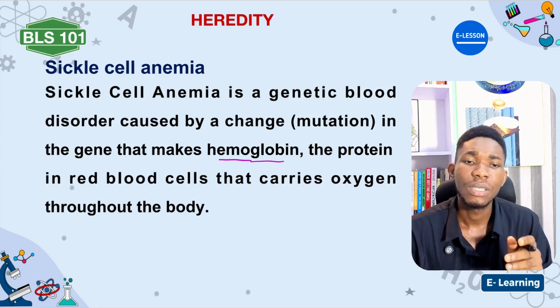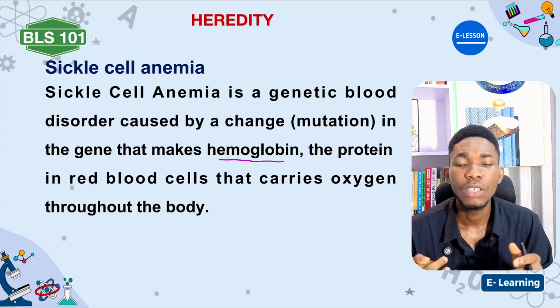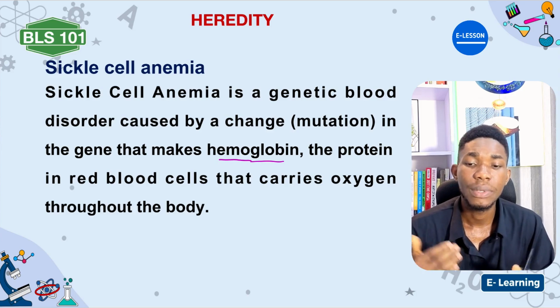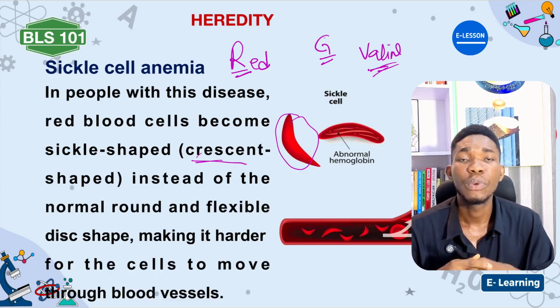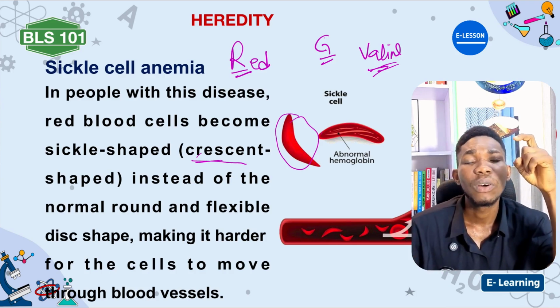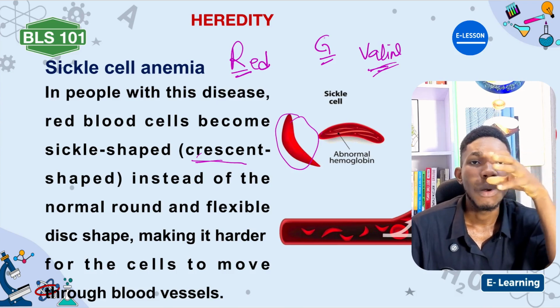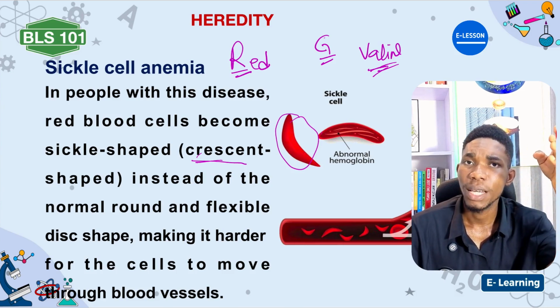The most important thing for now is to say sickle cell anemia is a genetic blood disorder caused by a change in the gene that makes what? Hemoglobin. The protein in the red blood cells that carries oxygen throughout the body. Are you getting it? And we said people that have sickle cell anemia, their red blood cells become crescent or sickle shaped, thereby preventing them from moving freely. Because of that, these red blood cells will clump in one part of the blood vessels, thereby preventing oxygen supply to various parts of the body, which could cause hypoxia.